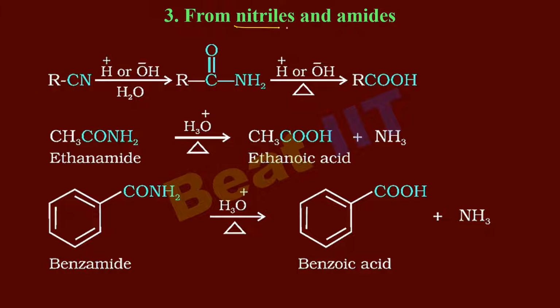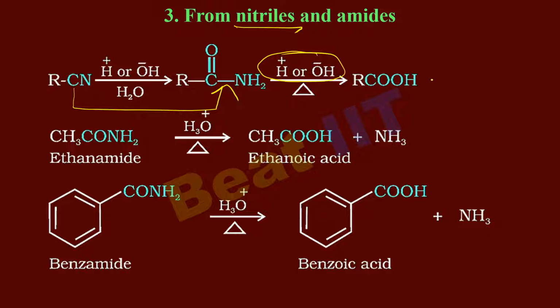Now, if you have a nitrile, it is first converted to amide. You are not changing any conditions. If you have acidic hydrolysis done here, the same conditions are here. And if you heat, this heat will take part in the second step, but first the nitrile will get converted to amide. So with the same conditions, nitrile and amide both will get converted to carboxylic acid. And ammonia is liberated.